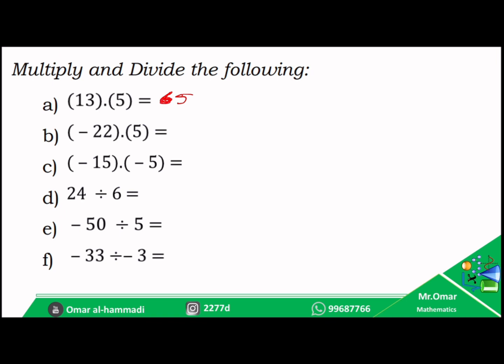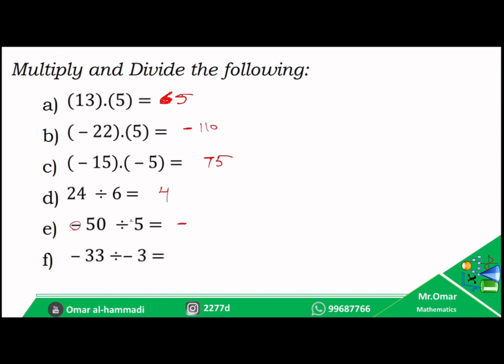So minus 22 multiplied by 5 is equal to what? Minus 110. Minus 15 multiplied by minus 5 gives us what? Positive 75. 24 divided by 6 gives us what? Plus 4. Why plus? Because plus and plus, here we have the positive signs together. And here we have a minus sign divided by a positive sign. It will give us minus immediately.